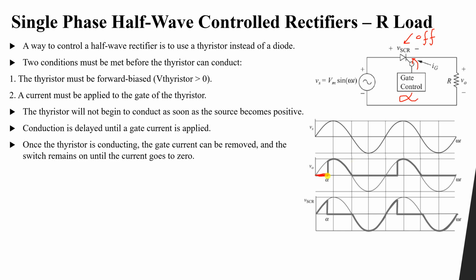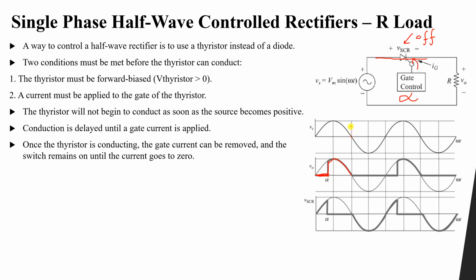So at the instant omega t equal to alpha, which is a certain angle that I choose, by giving this pulse to the thyristor at alpha, this thyristor will start switching on and become a short circuit. So the V output will be equal to V supply. This is the V supply signal, and this one, the thick line, is representing the output signal. So V output will be equal to V input after applying alpha, the gate signal. Before it, V out is equal to 0.